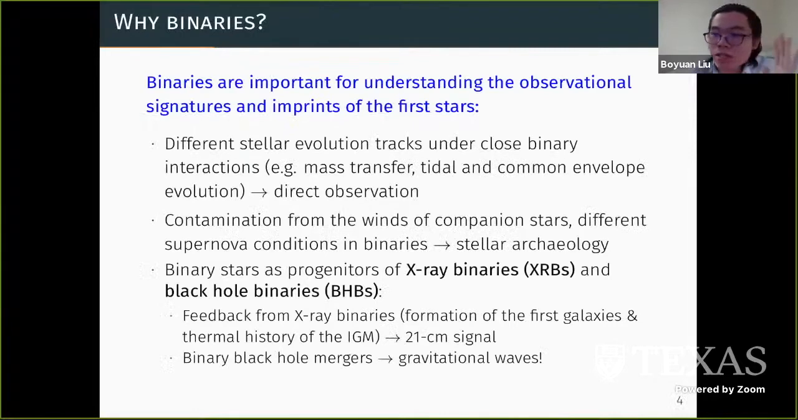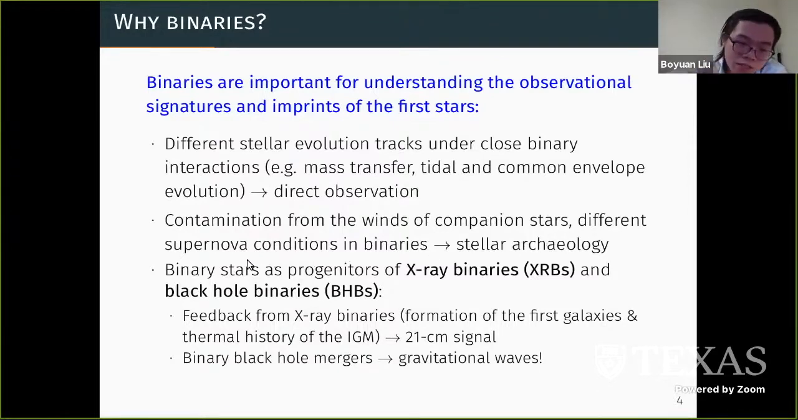So why do we care about binaries? This is also mentioned by previous speakers. Binaries are important for understanding the observational signatures and imprints of the first stars. First, with close binary interactions, the stellar evolution can be changed, and this will change how stars look directly. Second, contamination from the winds of companion stars and different supernova conditions shaped by close binary interactions can change the abundance patterns of extremely metal-poor stars that we can observe today. So this will also affect stellar archaeology.